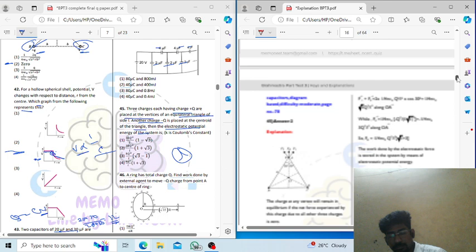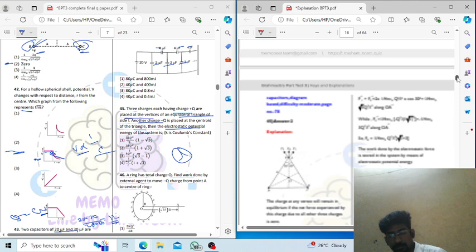So to calculate their resultant, we have to apply the vector law. That is given by F square equals F_A square plus F_B square plus 2 F_A F_B cos theta. Here the cos theta is 30 degree, so cos 30 degree means root 3 by 2. So you can calculate the value. This is 1 by 4 pi epsilon naught, 3 Q square by L square.